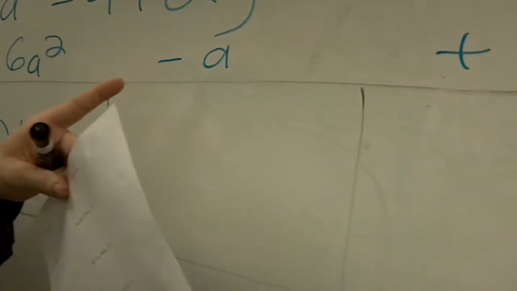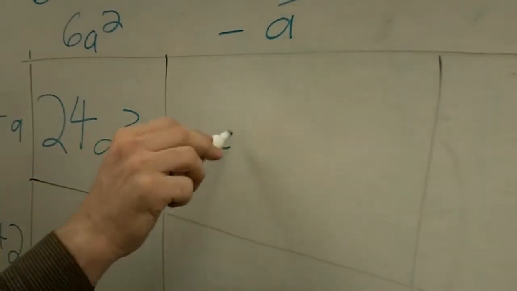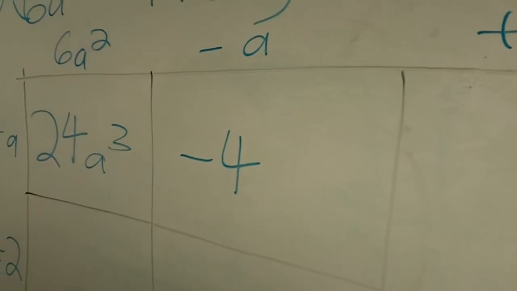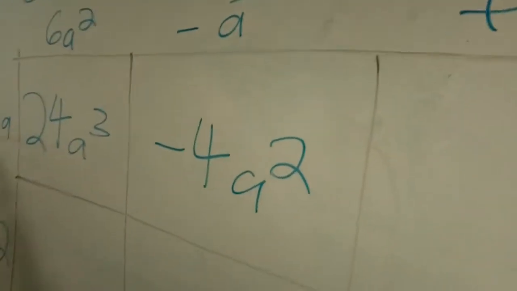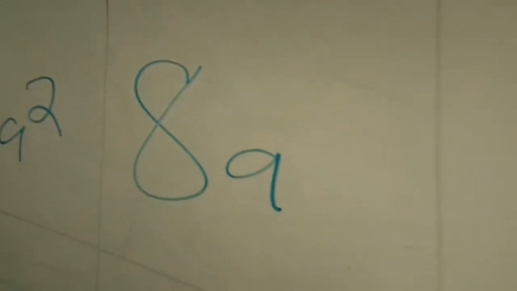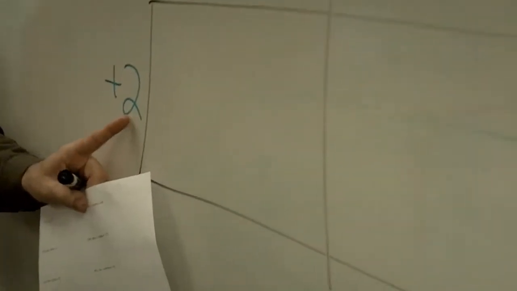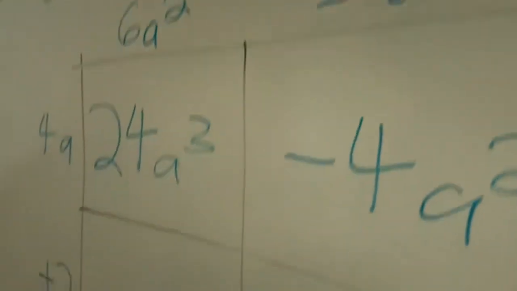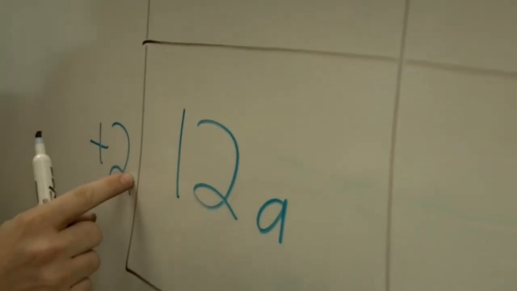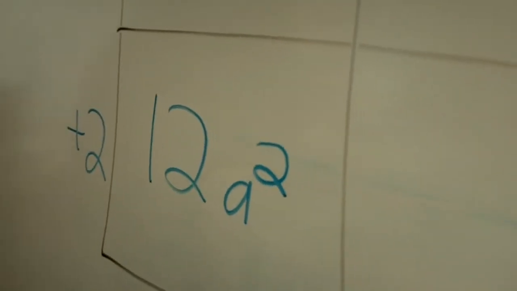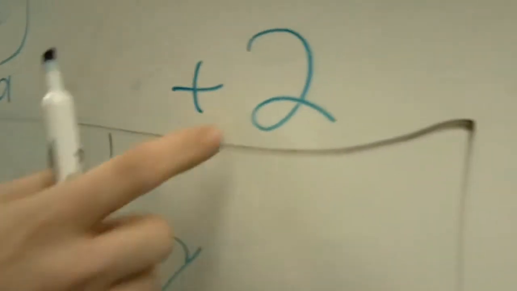4 times a negative 1. Negative 4. A times A is A squared. 4 times 2. 8. And then the A comes along with it. Now we've got this bottom row. 2 multiplied by the 6 is? 12. And then we got an A squared times, there's not any A here, so it's just A squared. Oh. 2 times negative 1. That's negative 2, and the A comes along. And then 2 times 2? 4.